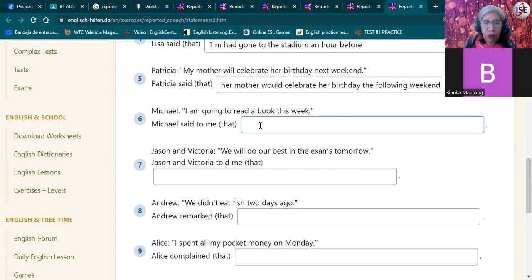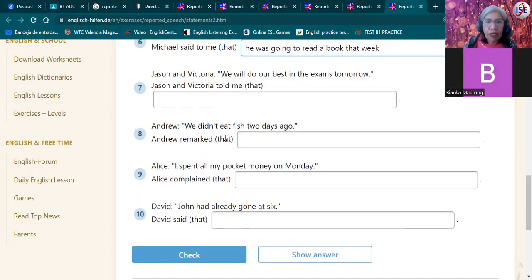Michael, I'm going to read a book this week. Michael said to me he was going to read a book that week. Jason and Victoria, we will do our best in the exams tomorrow. Jason and Victoria told me that they would do their best in the exams the next day.